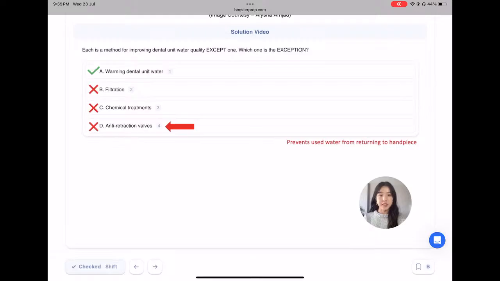Finally, we have D, which reads anti-retraction valves. What this does is it prevents used water from returning into the handpiece, and this is helpful because it reduces the risk of transmission of any bacteria that may be found in the used water. Other methods that can be used to increase the quality of dental unit water lines can be to use a self-contained water system, essentially meaning that it's not connected to the building's plumbing, and what this will do is it'll allow dentists to provide a water source that is known to be clean, such as sterile water, so this ensures that there are few colony-forming units and a low risk of infection from these water lines.